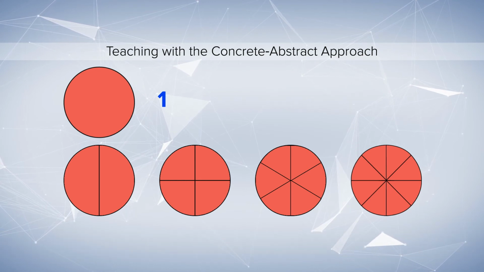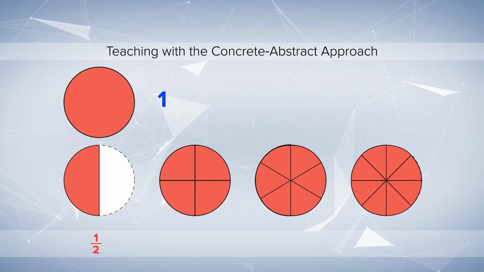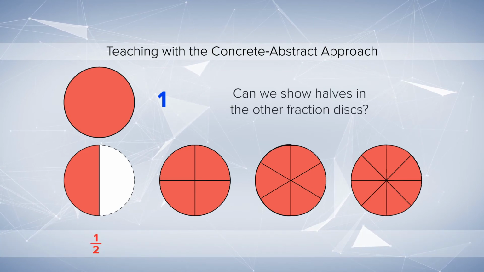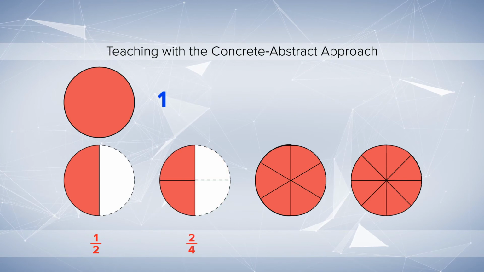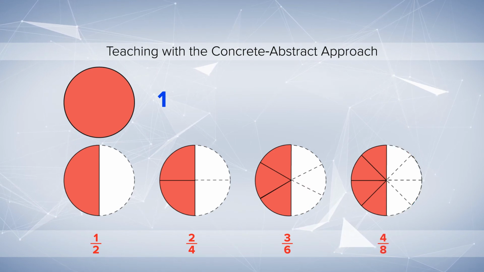Now let's try to look for other equivalent fractions. Let's remove a part of the fraction discs to show a half. This is 1/2. Can we show halves in the other fraction discs? 2 quarters is the same as 1/2. 3/6 is the same as 1/2. 4/8 is the same as 1/2.